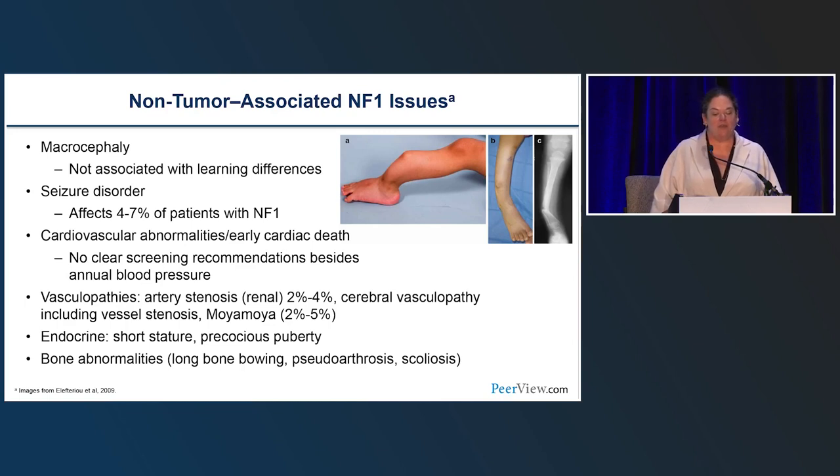And then I think one of the most difficult to treat are these bone abnormalities. So bowing of the long bone, pseudarthrosis, a break in those long bones that then doesn't heal. And then about 30% of patients will have scoliosis as well.